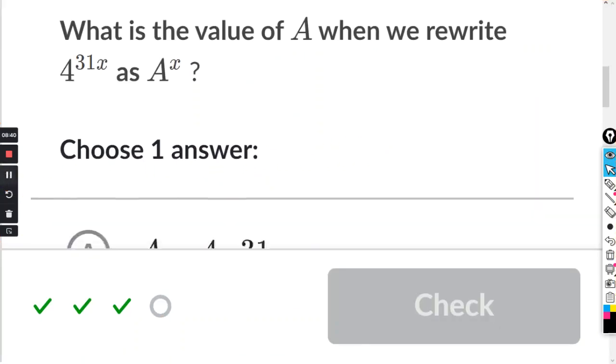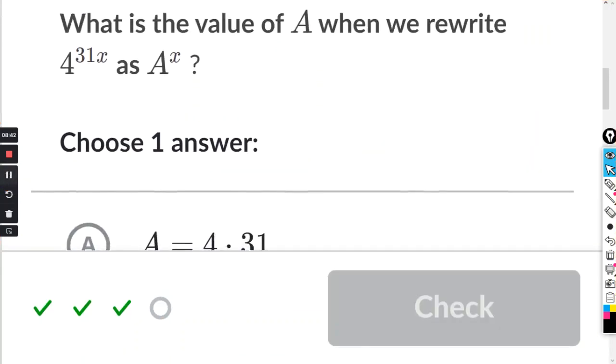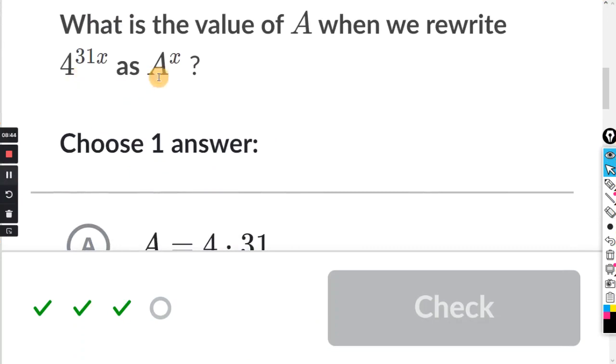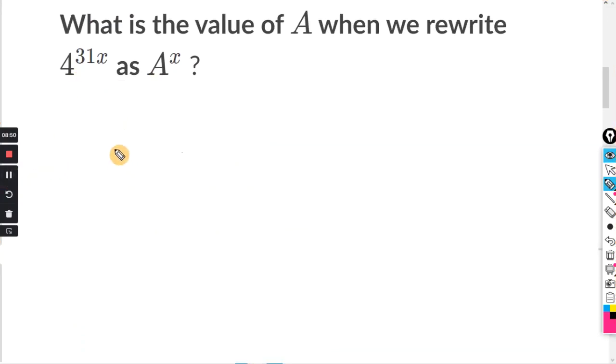All right, one more like this. These are multiple choice. Since we're rewriting this as this, I'm just going to set them equal to each other and solve for a. All right, so 4 to the power of 31x is just going to equal a to the x. All right, this is not bad at all. We just want to solve for a.